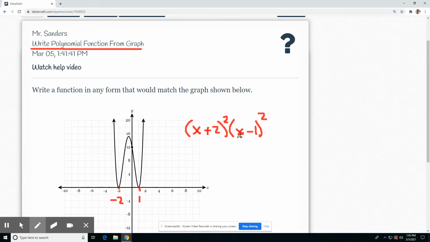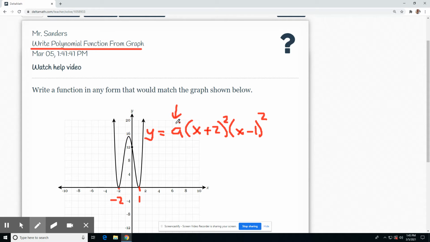Now, the thing that we need is there could be some sort of constant that makes this graph steeper or not as steep. So we would call that constant an a constant, and all of this is going to be equal to y. Okay, so now our goal is we need to find out what a is.